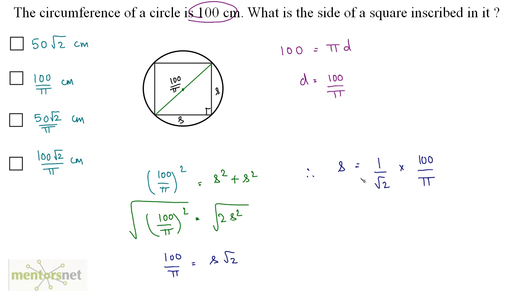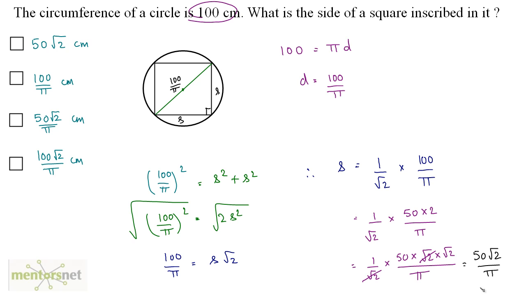Now none of our options are similar to this. Well, we need to convert our answer to match one of these answers. So this can be written as 1 by root 2 times 100 can be written as 50 times 2 by pi. Okay, so this is equal to 1 by root 2 times 50 times 2, and 2 can be written as root 2 times root 2, isn't it? Root 2 times root 2 will become root 2 square, and that will become 2. So this is one and the same, divided by pi. So this root 2 and this root 2 get cancelled out. What remains is 50 root 2 by pi. And that matches one of the answers, and that's option C.